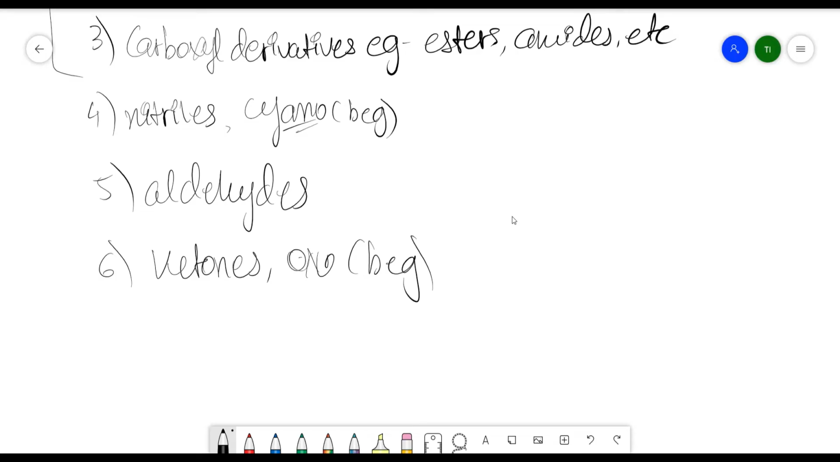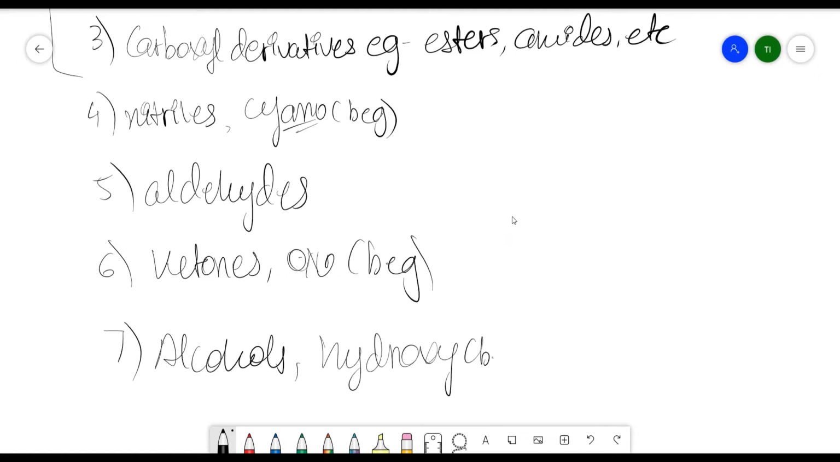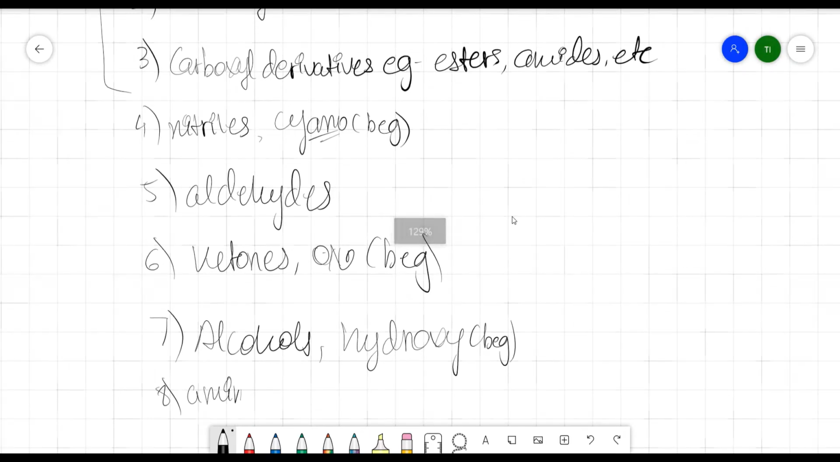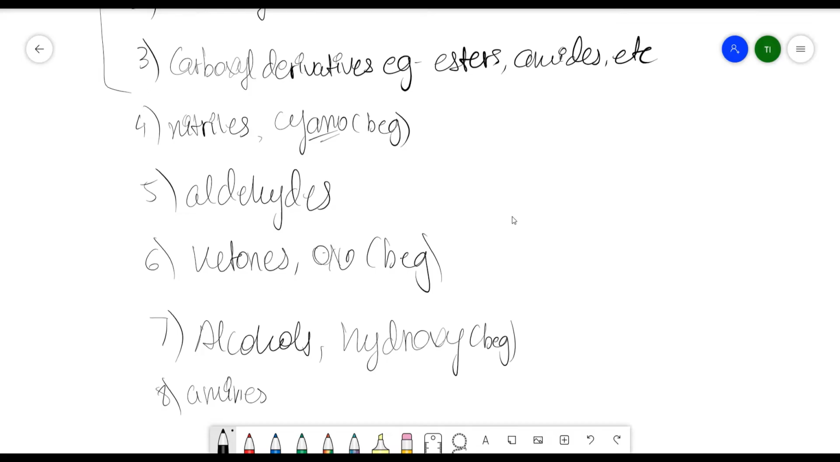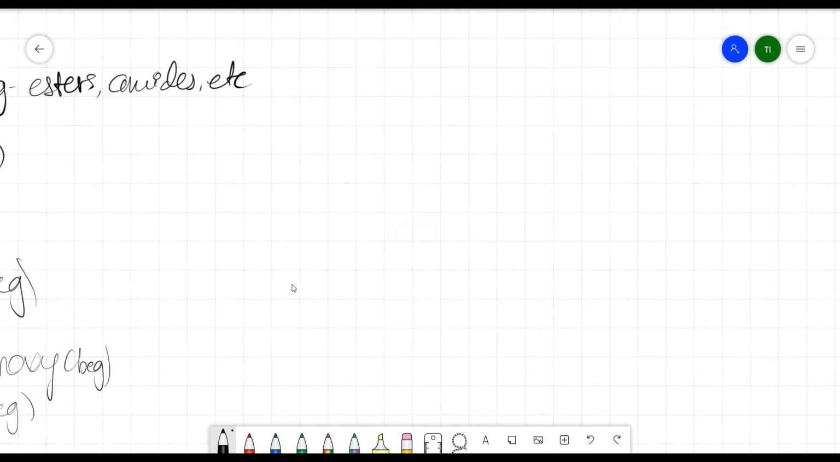The seventh highest priority, or pretty much almost the last, is given to alcohols. And the name instead you would give at the beginning is hydroxy. And lastly is amines. And the name instead you would give is amino at the beginning. Okay, so let's do some examples of this priority grouping.